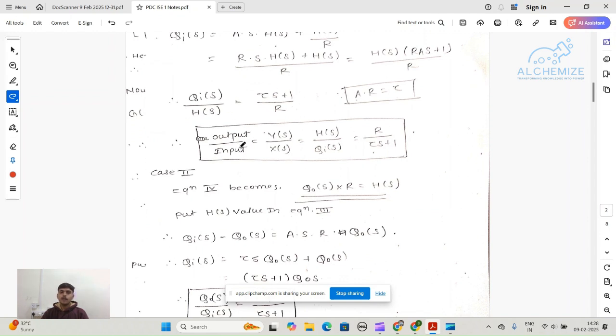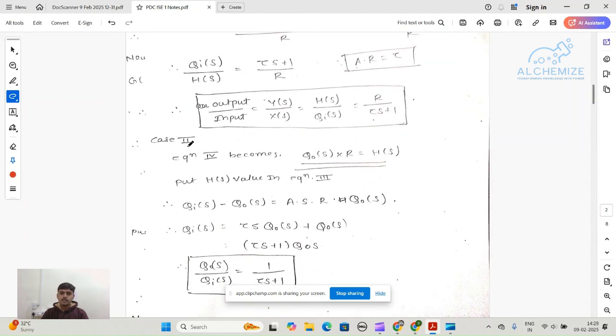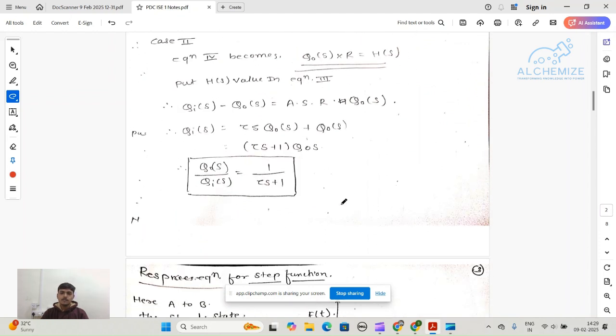So its output over input, that is capital Y of S over X of S, is equal to H of S by Q i of S, which is equal to R upon tau S plus 1. So I put directly instead of Q naught of S here, I put H of S by R. If I am going to put instead of H of S here, H of S that is R into Q naught of S, then my case 2 is there for this, and in case 2 I got this equation.